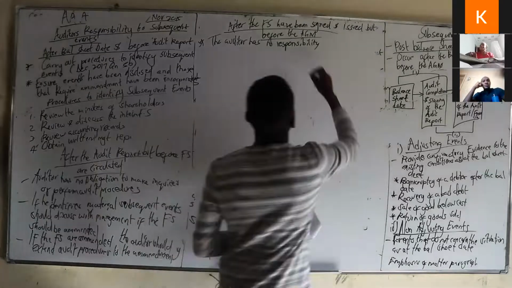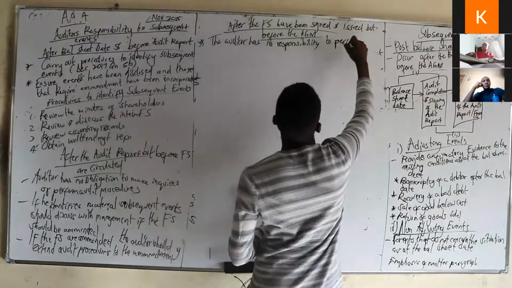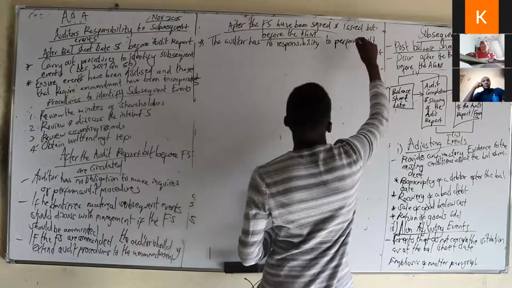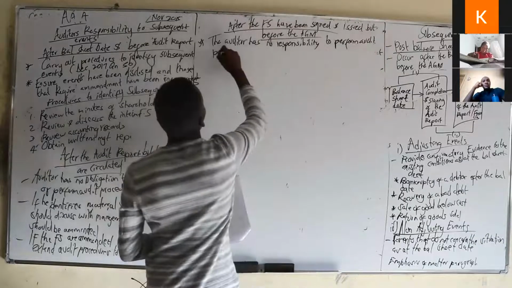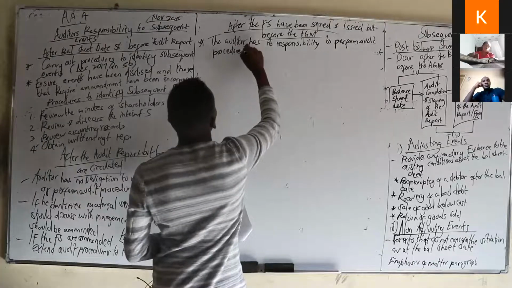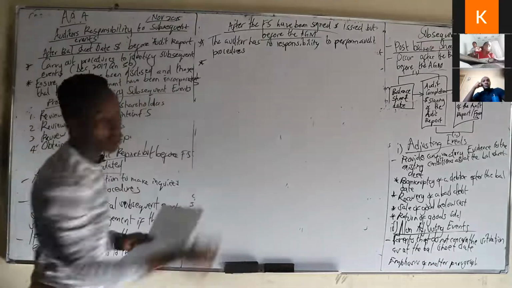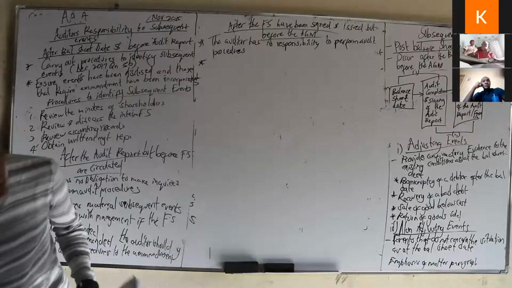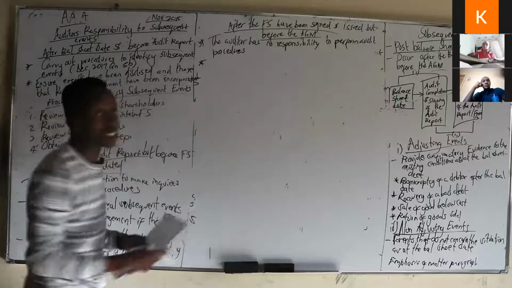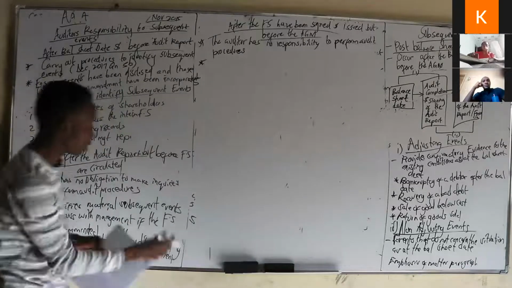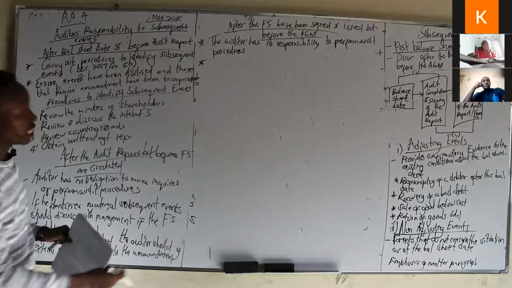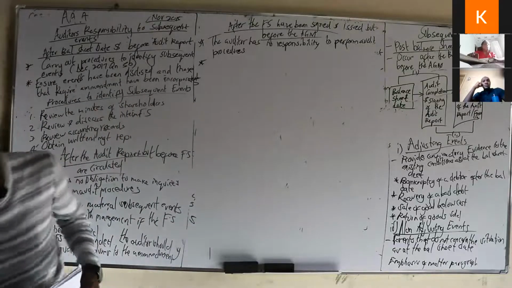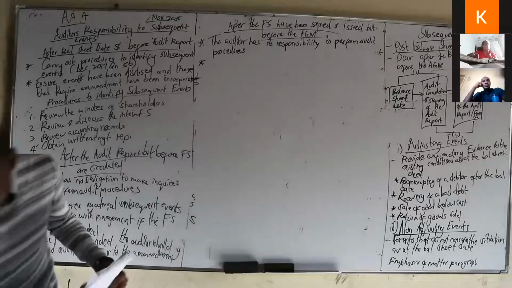So he has no responsibility to perform audit procedures to identify the subsequent events in this case. During this period, if he becomes aware of any material subsequent events, then he has to discuss that with the management on whether they should amend the financial statements. So that is what you're saying.